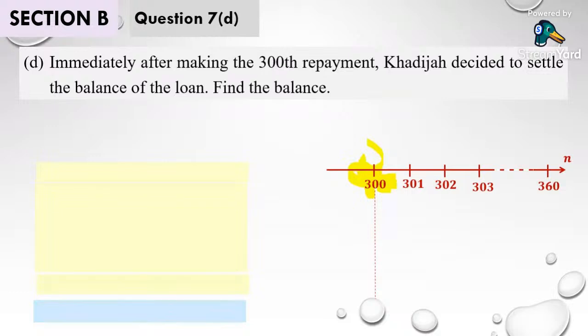Khalija decided to settle the balance of the loan, find the balance. So the balance of the loan refers to what? It refers to the remaining payment, the remaining payment in the future. So by right, how many more payments are in front, yang belum bayar lagi? You find out that there are 60 more payments in the future that are unpaid. So how much should she pay in order to clear off the balance?